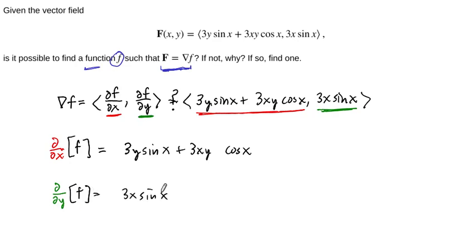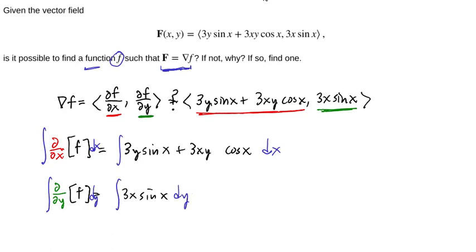should equal just 3x sine of x. And if these two things are true, then we can try to eliminate these derivatives by integrating with respect to the appropriate variable. So if we want to take away the x derivative, we have to integrate this whole thing with respect to x. Same thing with this one. If we want to get rid of the y derivative, we have to integrate this one with respect to y.